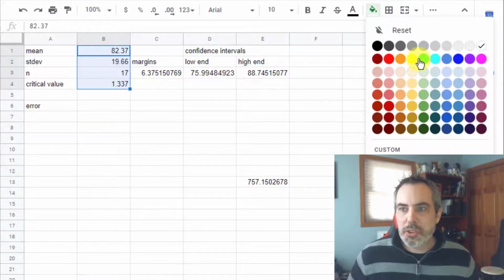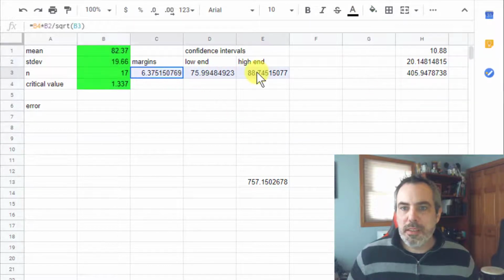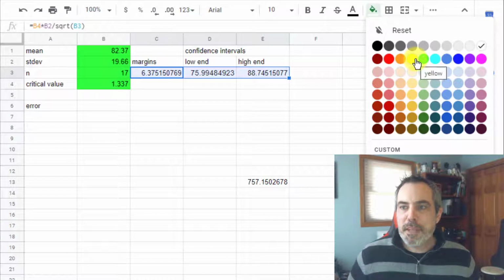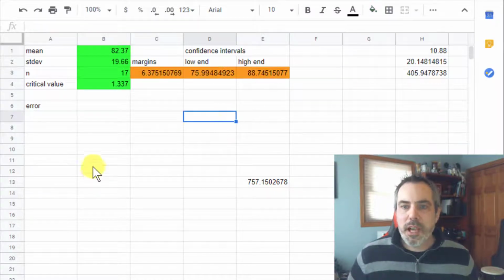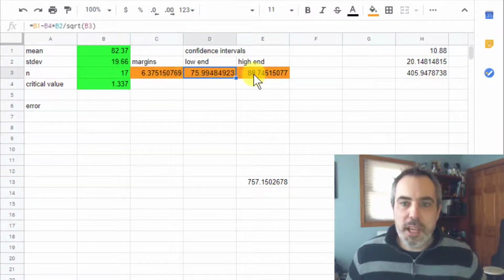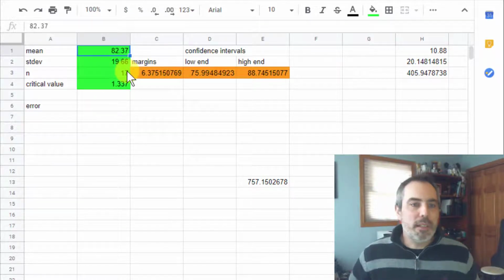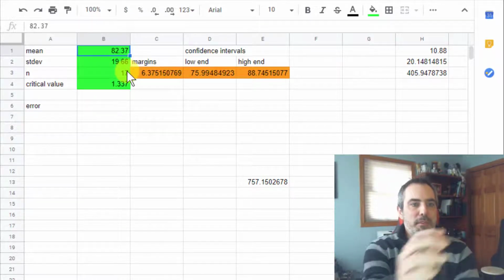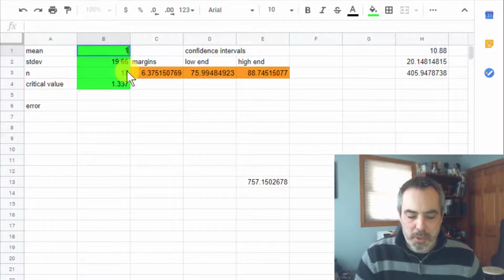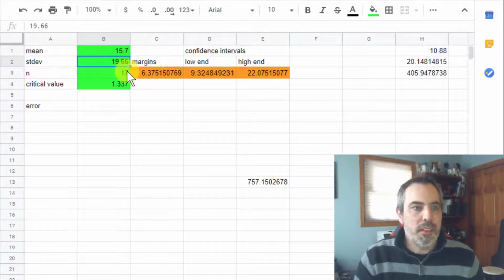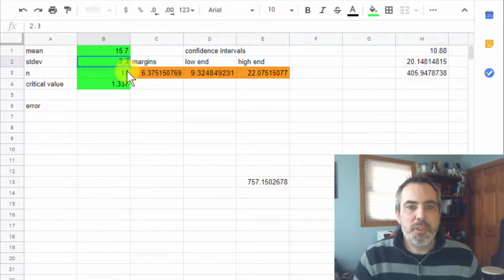So let's just show that those are typed in. These things are figured for me. So I don't type in anything there, but I do have some formulas, and I will show what they are and how I did it. But in this case, the mean for this is 15.7. The population standard deviation is 2.3.